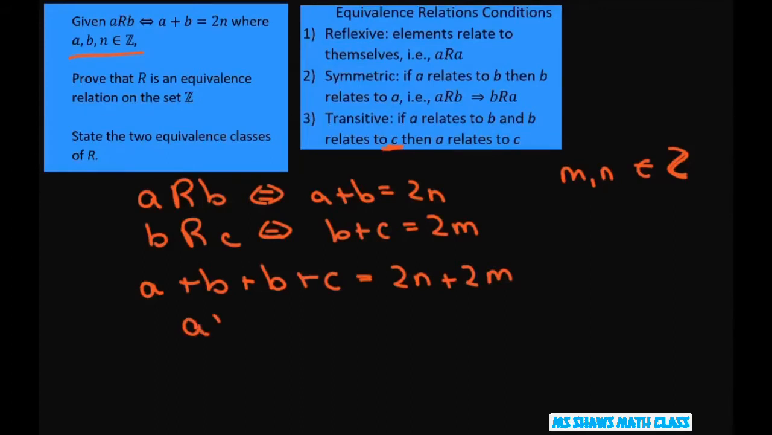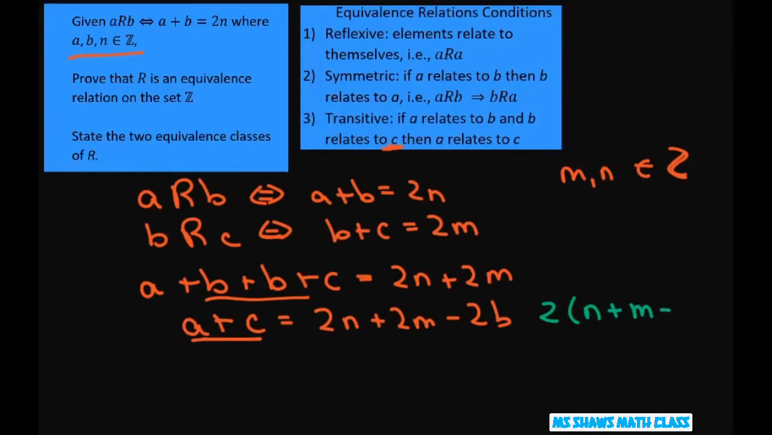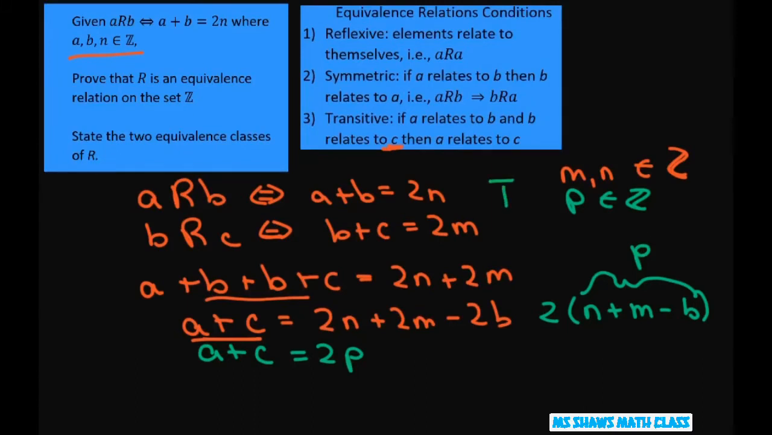So we get A plus C equals 2n plus 2m minus 2b, because there's two b's here. We want it to look like that. So we can factor out a 2 here, get n plus m minus b, and call this p. And p is also going to be in the integers. So we get A plus C equals 2p, where p is an integer, hence R is transitive. So this is transitive. I'll just put a check mark here. And since we have reflexive, and we have symmetric, and we have transitive, that equals an equivalence relation.